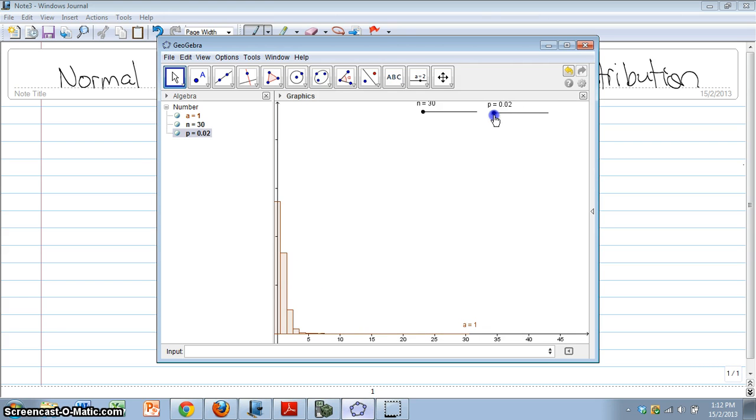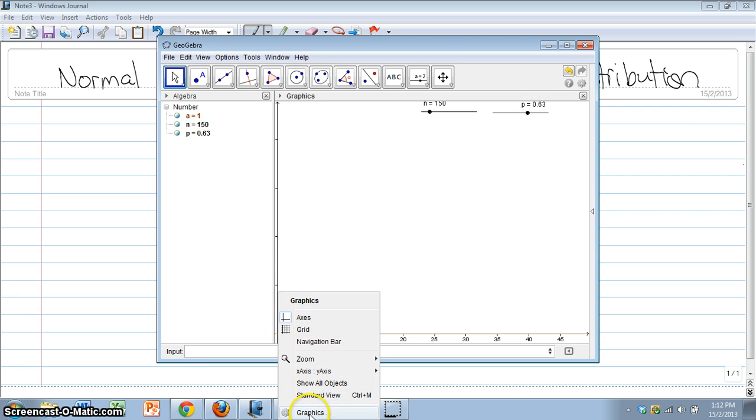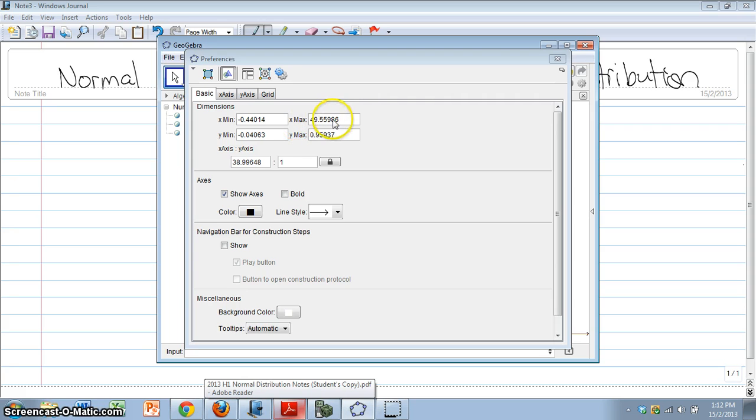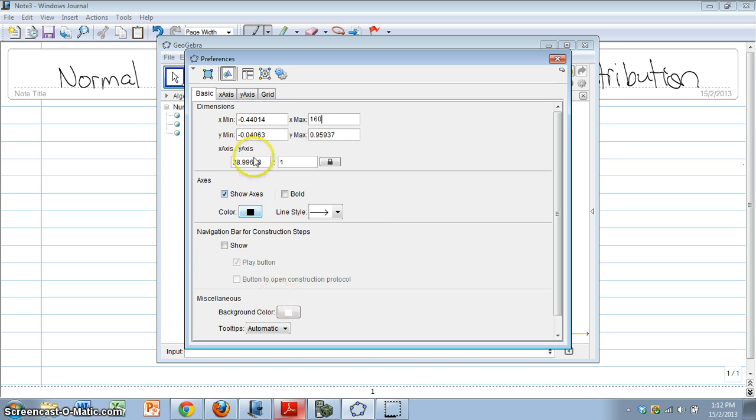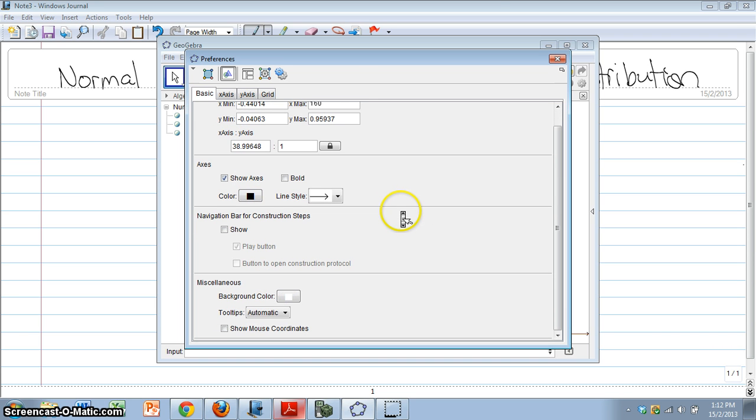So if I set p equal to 0 or very low, you see it all goes to the far left, and if I set p equal to 1 or very high, it all goes to the far right. So it behaves quite how we're used to. And you notice something, and I'm just going to make n a little bit larger, maybe close to 150. And of course I'm going to need to change my axes to be able to see that. So let's make x max 160. Where's my apply button? I think that's done it.